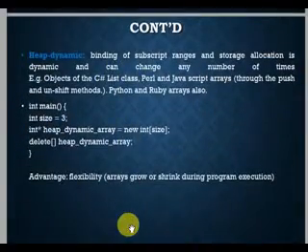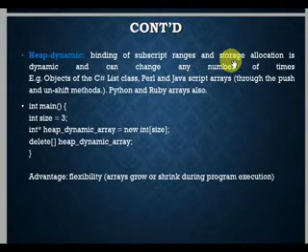Then I think this is the last categorization of the array binding categorization. This is heap dynamic, in which the binding of subscript range and storage allocations are completely dynamic and can change any number of times. So this will be, for example, an object of C#, the list class in Java, or a subscript array through the push and unshift methods. There is a push keyword also, so you can push elements to dynamically allocated memory. Python and Ruby also use arrays. This is an example: int heap dynamic array, new in size 3, delete a heap dynamic array.